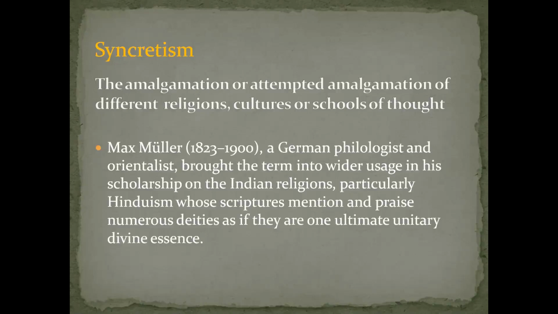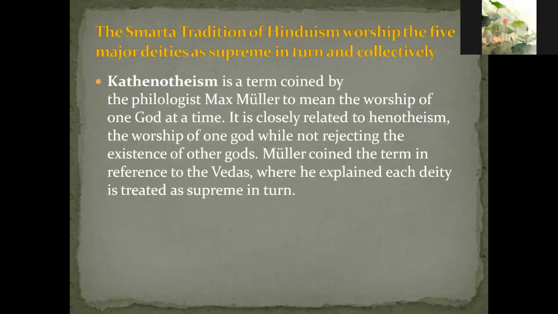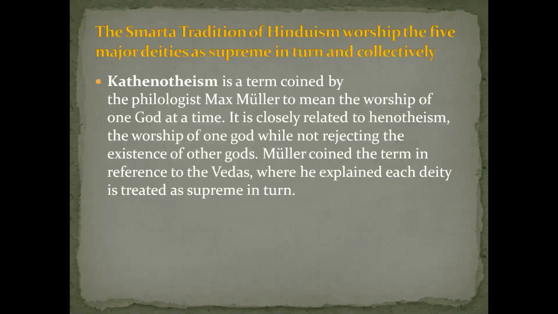As Max Muller was trying to understand the Vedas or the Vedic scriptures, he coined new terms in understanding the gods or the divine beings mentioned in the Vedas. The Smarta tradition of Hinduism worships the 5 major deities as supreme in turn and collectively. Kathenotheism is a term coined by the philologist Max Muller to mean the worship of one god at a time. It is closely related to Henotheism, the worship of one god while not rejecting the existence of other gods.